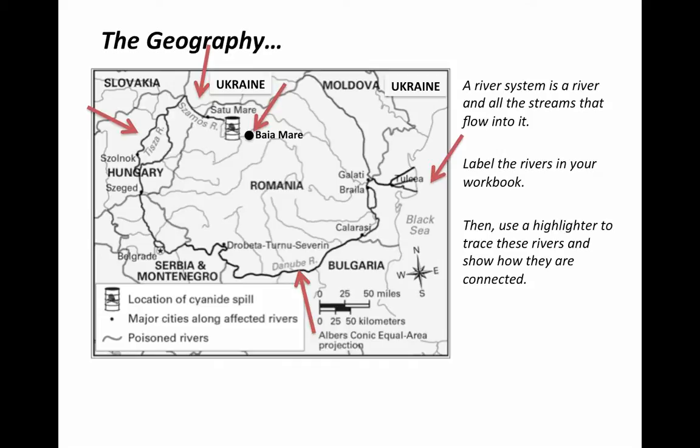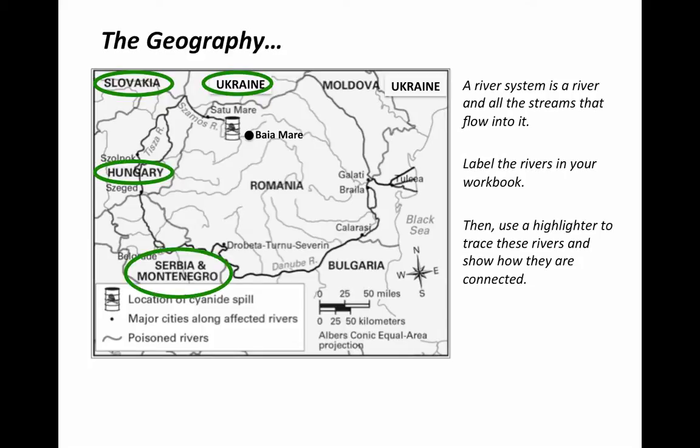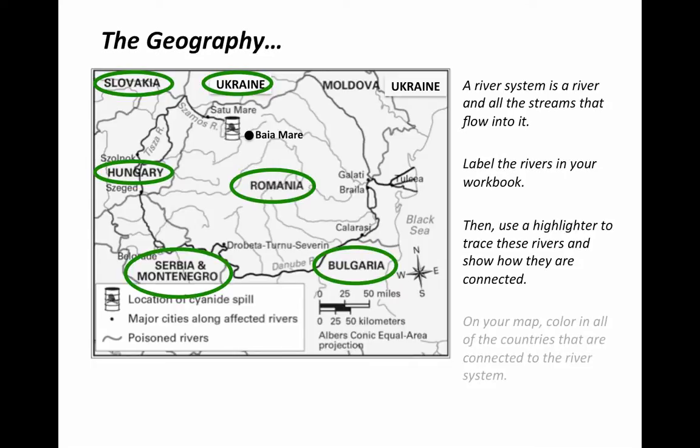You can also see how the countries that are connected to this river system are all bordering around the river: Ukraine, Slovakia, Hungary, Serbia and Montenegro, which by the way is one country, Bulgaria, and of course Romania. On your map, color in all of the countries that are connected to the river system. Again, you can pause this video if you'd like.